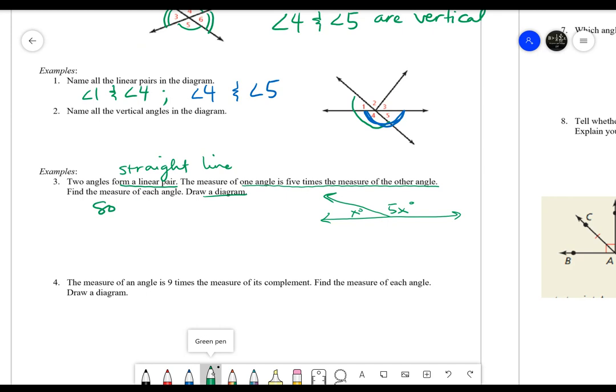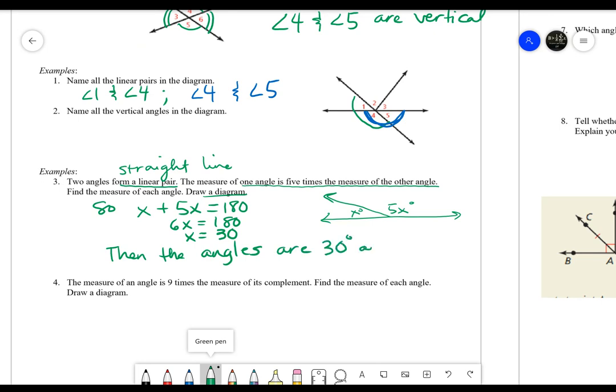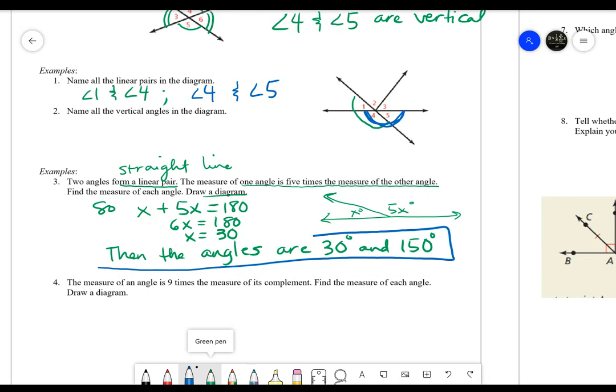If a linear pair is a straight line, then that means the measurements of these two angles added together is equal to 180. So I can add them together to get that x is 30. Now if x is 30, remember, you still have to go back and answer the question. So that would mean the small one is 30 and the big one is 5 times 30. And we know that adds up to 180. There's your example.